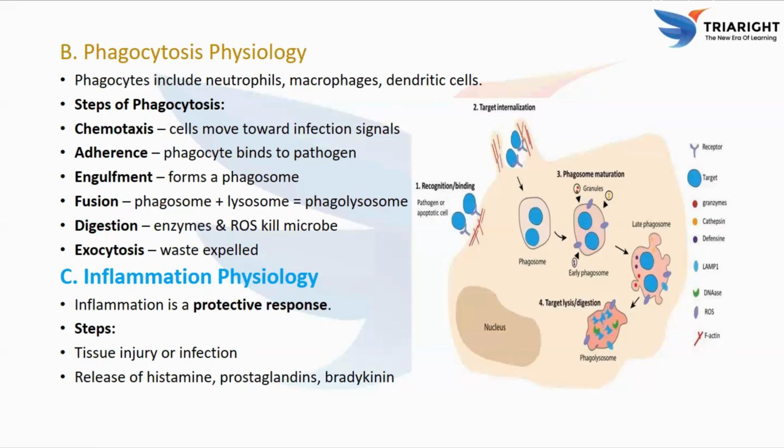Redness is due to increased blood flow. Heat is due to warm blood coming into the area. Swelling is due to fluid leaking out of the blood vessels. And pain occurs because chemicals stimulate the nerve endings.